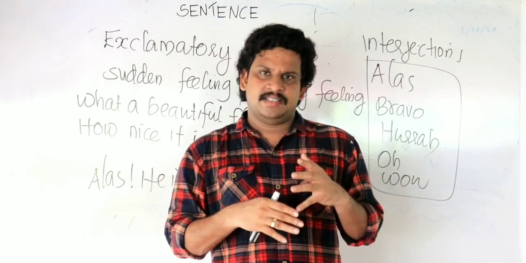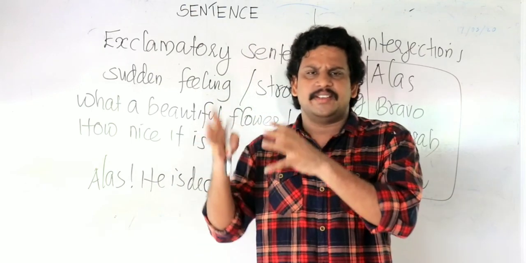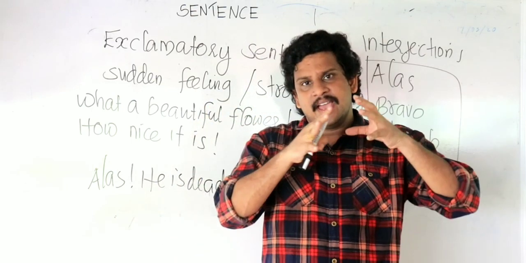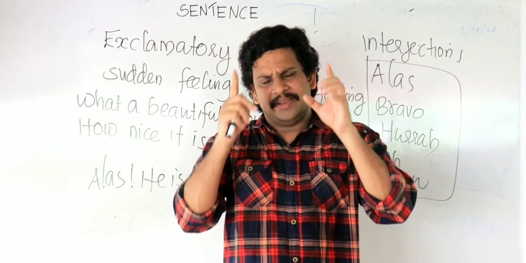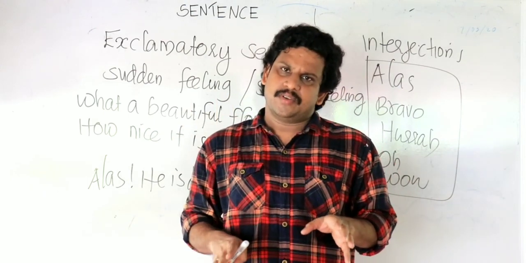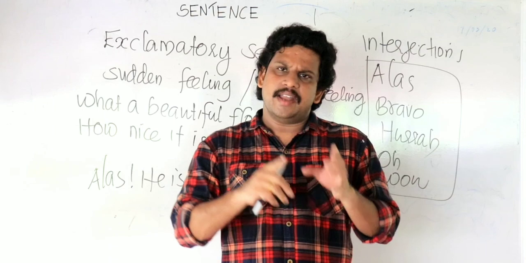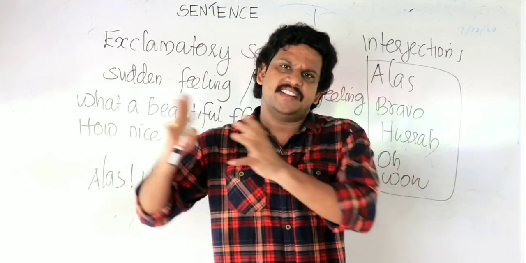Then imperative sentence. A sentence which expresses a command, a request, order, advice is called an imperative sentence. Normally begins with the verb and ends with a full stop. Okay. It begins with the verb and ends with a full stop.